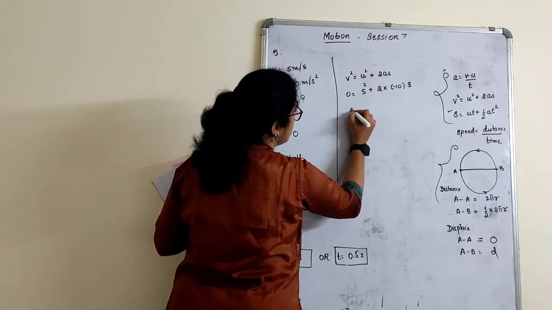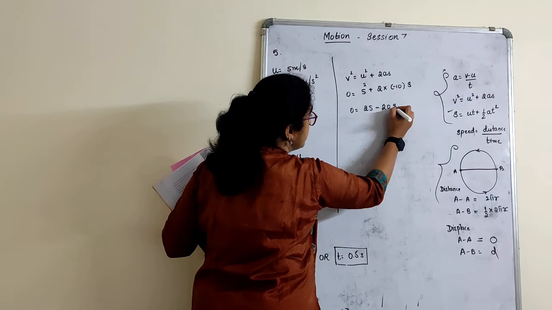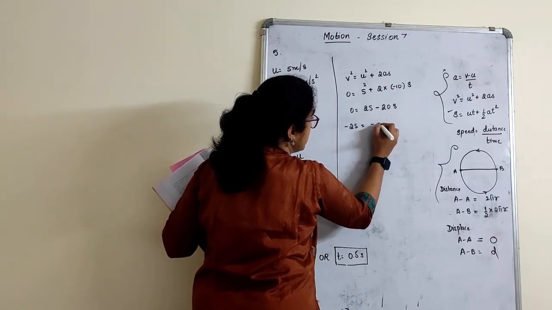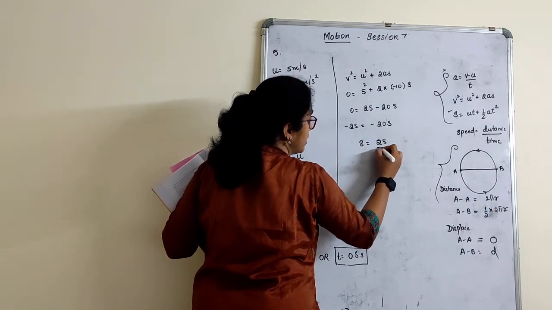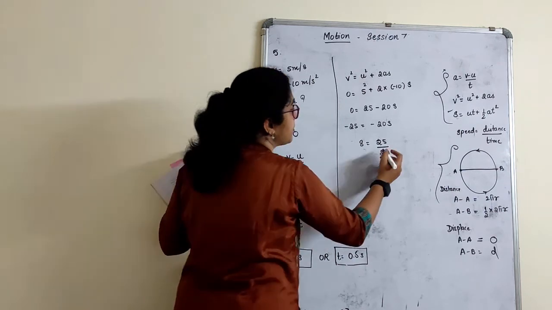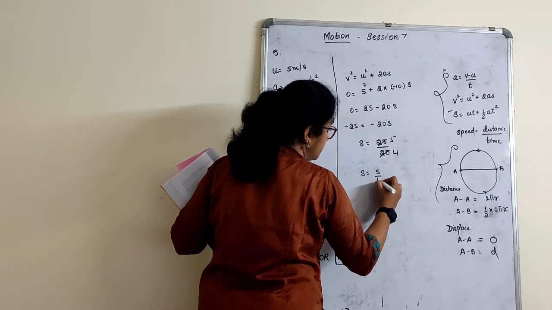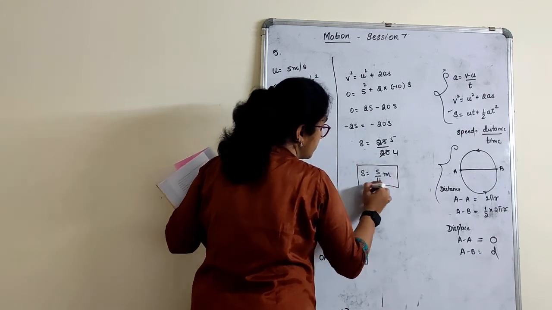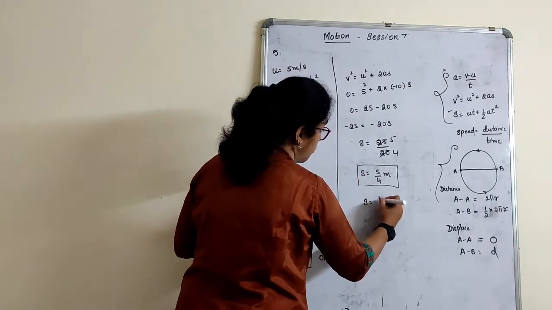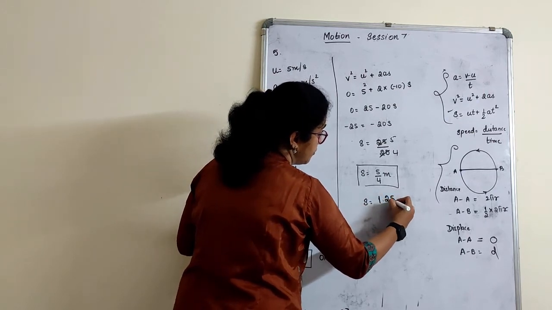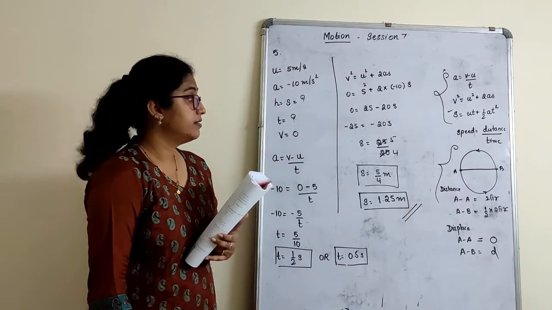Substitute here. 0 is equal to 25 minus 20S. Minus 25 is equal to minus 20S. Therefore, S is equal to, minus and minus will get cancelled, 25 by 20. So 5 5s are 25, 5 4s are 20. S is equal to 5 by 4 meter, or in decimal if you want to write this, S is equal to 1.25 meter. Right? This is how you have to calculate.